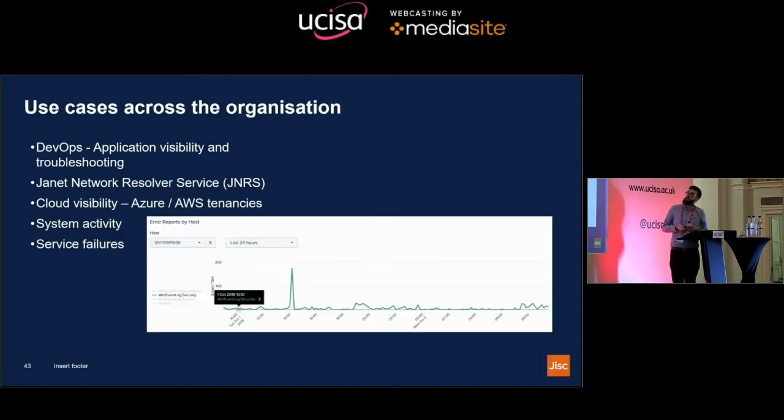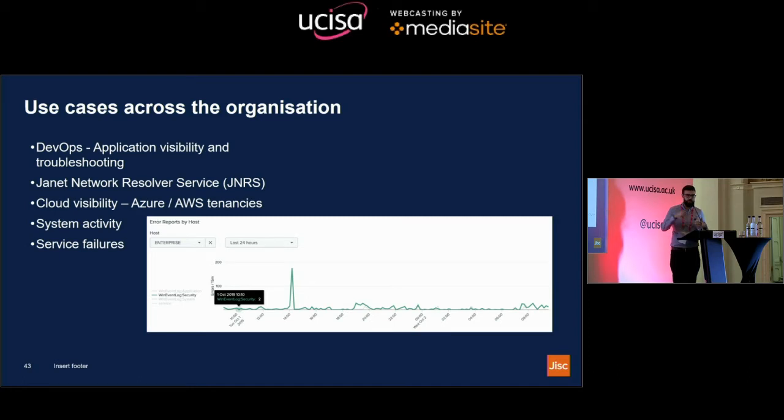So just a few use cases that we've pushed out around our organization. We're working with our DevOps teams for things like application visibility and troubleshooting, our network resolver service, so we're taking in RPZ logs, for example. We're working with our cloud teams around how do we get data in from things like CloudWatch and CloudTrail. System activity, so we're looking at things like error reporting per host, for example.